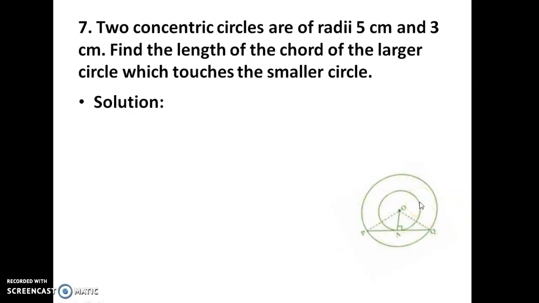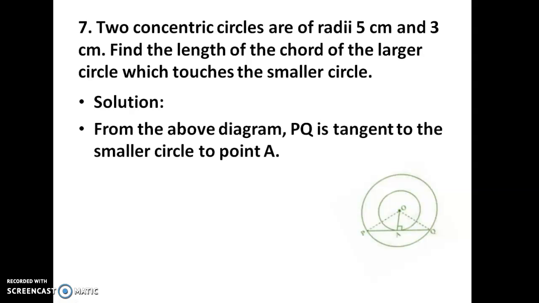So we have to find the length of the chord of the larger circle which touches the smaller circle. The chord of the bigger circle will be the tangent for the smaller circle. Now we have to find the length of that chord, that is from P to Q, we have to find the length.